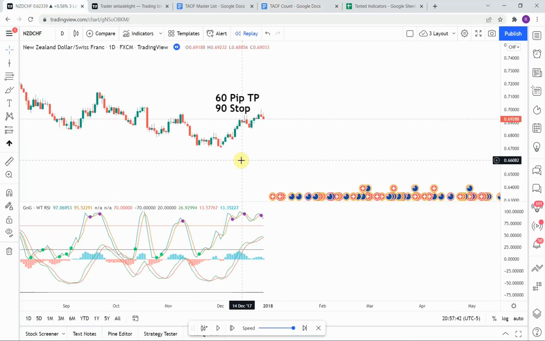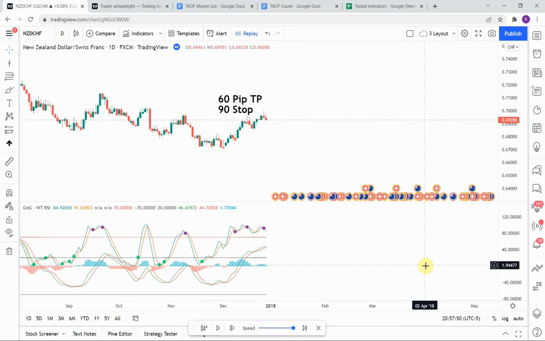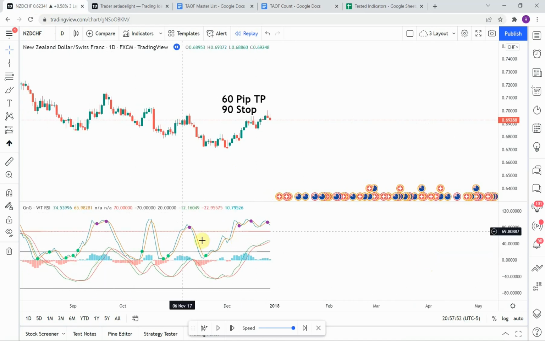Alright, so today's indicator is the GnG Wave Trend RSI, and you can see it here on the bottom of the screen. This consists of a couple of different indicators compiled into one. Really what we have is the wave trend, which is the lines on the lower side, and then we have a version of the RSI, the lines on the upper or top side of it.